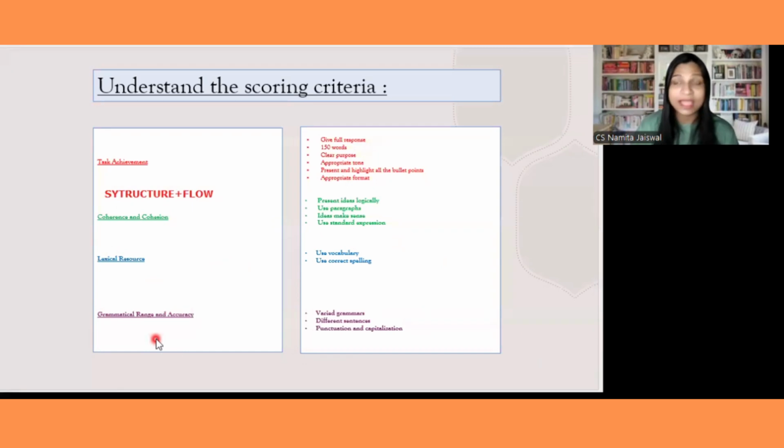Next is grammatical range and accuracy. People say that this is simply grammar. Absolutely right. This is grammar.